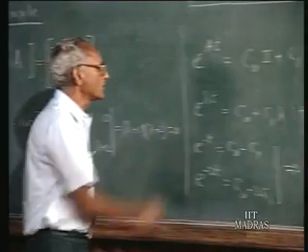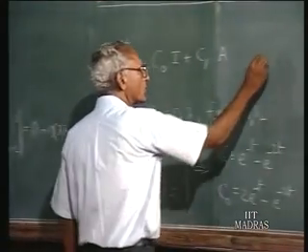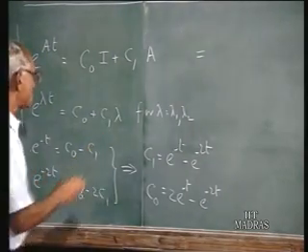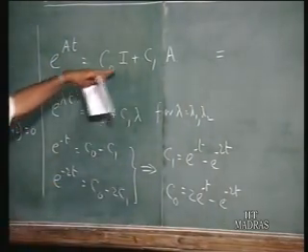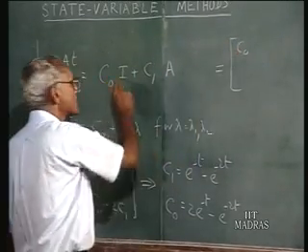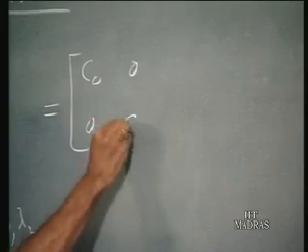Now you substitute in this equation, substituting c1 and c0 into this. So you have here really the first matrix is c0, 0, c0.